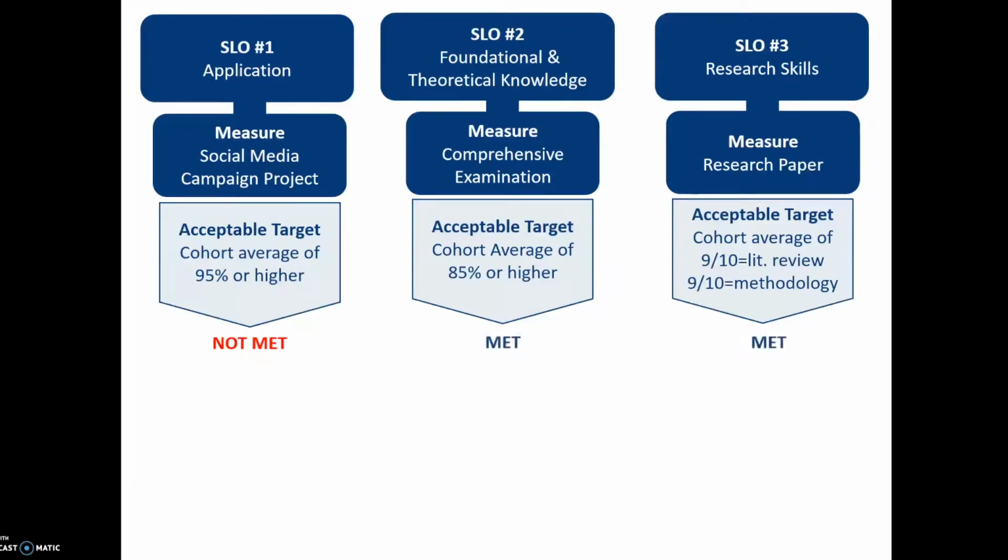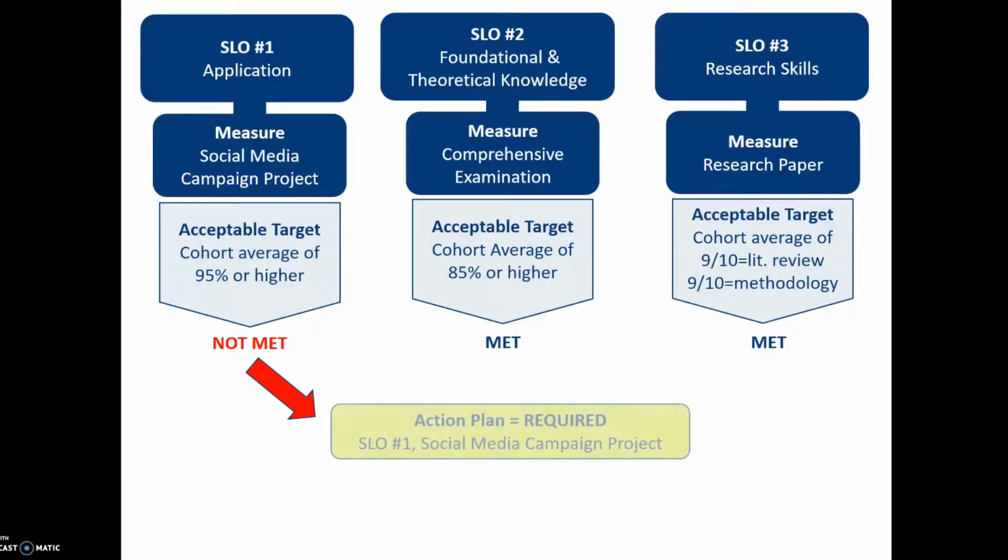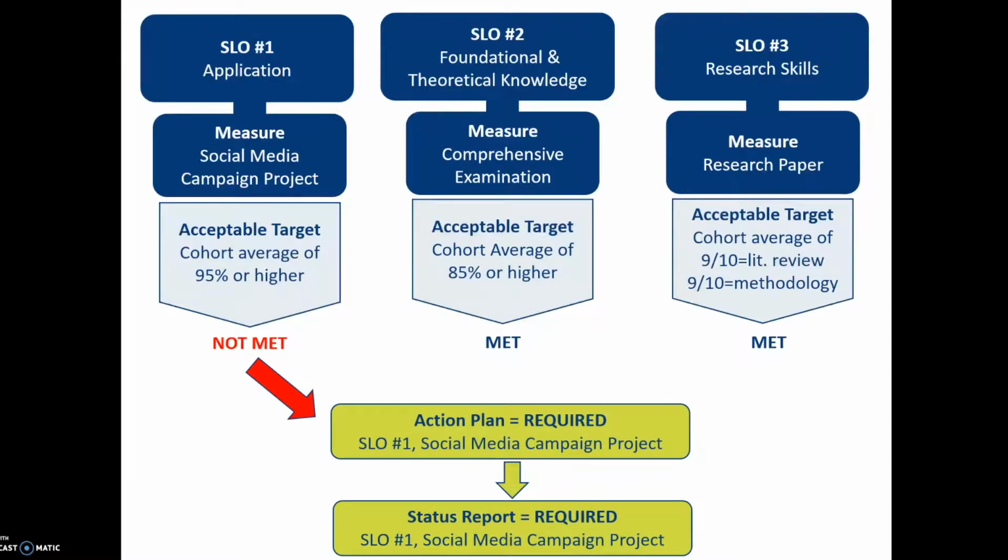As you can see from the rest of my report, the social media studies program met the acceptable target for student learning outcome number 2 and student learning outcome number 3. Therefore, as part of my annual assessment report, I need to complete an action plan followed by a status report only for student learning outcome number 1.